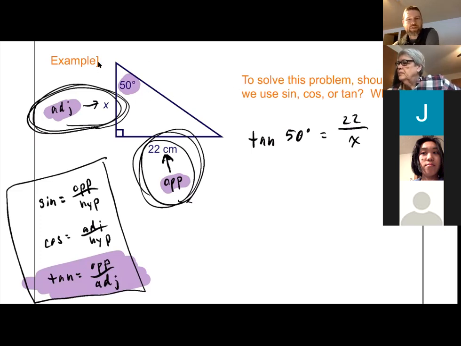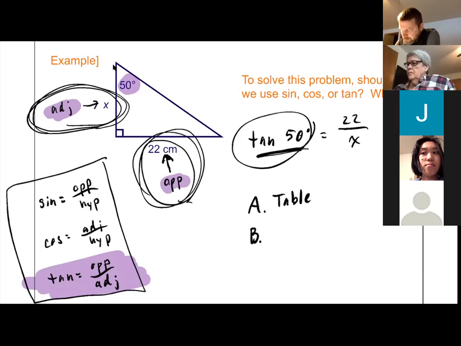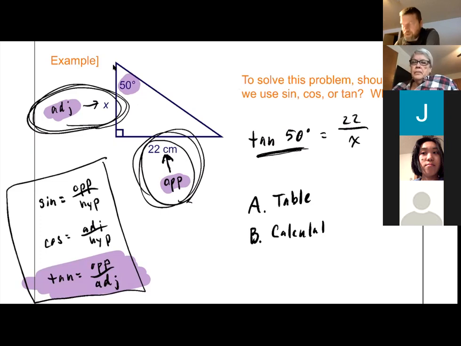But first, before we solve it, I want to know how many people prefer to solve this using the table versus finding the tangent of 50 with a calculator. So I'm gonna do an A and a B. If you prefer the table to find the value of tangent of 50, I want you to choose A. And if you prefer using a calculator, I want you to put B. You might not know yet, but what do you think? Would you prefer a table or a calculator to find that value?